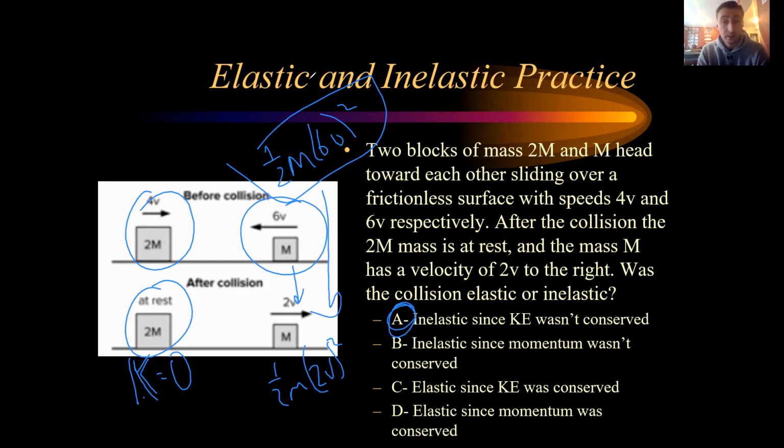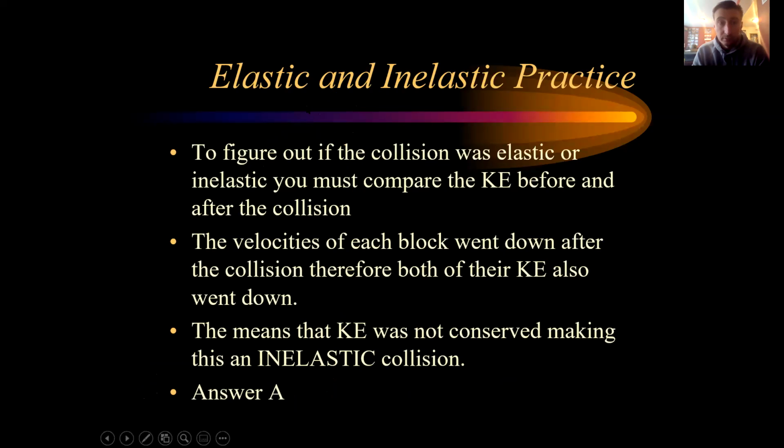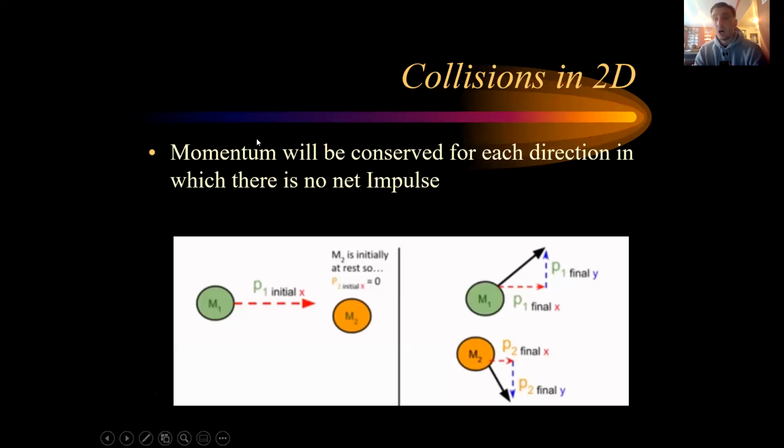Let's see, did I get that one right? Yeah. All right, since kinetic energy was not conserved. All right, collisions in 2D. It's the same as collisions in 1D, except you have to take the velocity in each direction. So let's look at the example here.